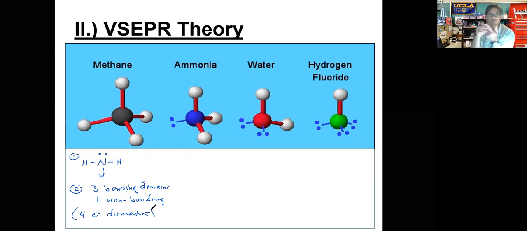Okay, we have 3 bonding domains, 1 non-bonding domain. The 3 bonding domains are all single bonds, so make sure you keep that in mind as well. So let's go ahead then with bonding interactions. Since these are all 3 single bonds, we know the bonding interaction is going to be a sigma bonding interaction. Sigma bonding.